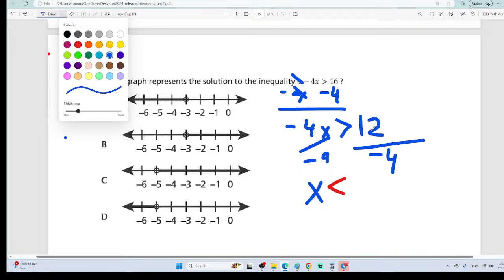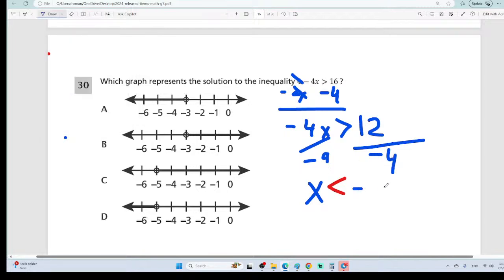And 12 divided by -4 is going to be -3. Now we have to look where x is less than -3. We have to locate -3. So C and D are wrong because those are 5s. You see this? It starts with 5, wrong, right?